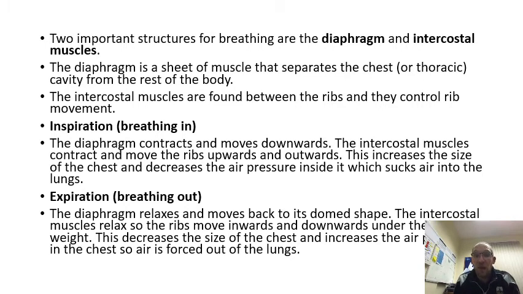Expiration, breathing out. The diaphragm relaxes and moves back to its dome shape. The intercostal muscles relax, so the ribs move inwards and downwards under the weight. This decreases the size of the chest and increases the air pressure in the chest, and the air is forced out of the lungs.